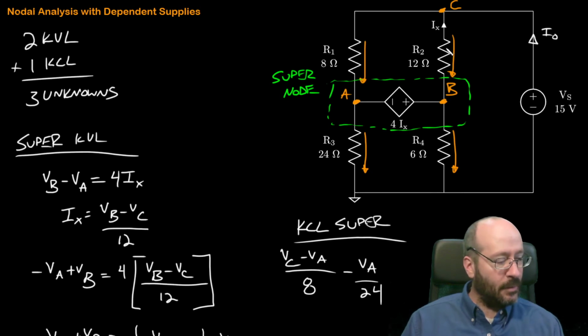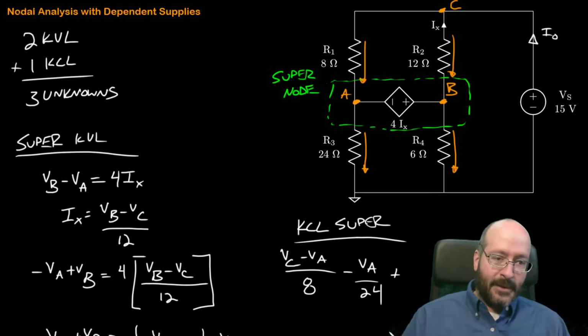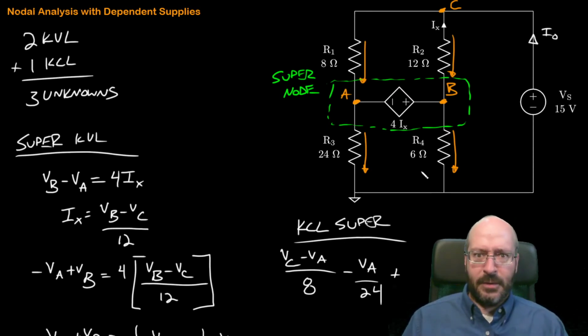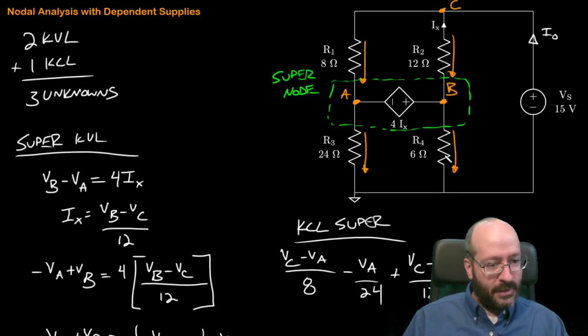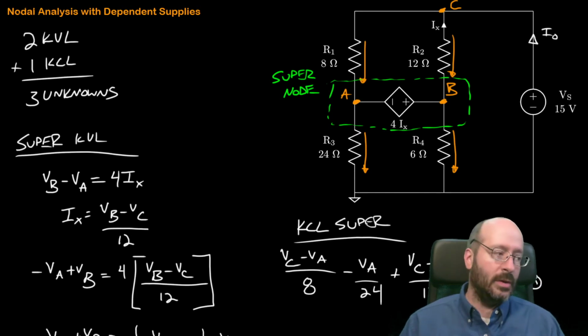Moving back up to this one. It's going in, so it's minus, plus. It's going in, so it's plus VC minus VB over 12. And this one is leaving, so it's minus VB over 6. Right? It's VB minus 0 because the other side's ground there. And that's equal to 0.